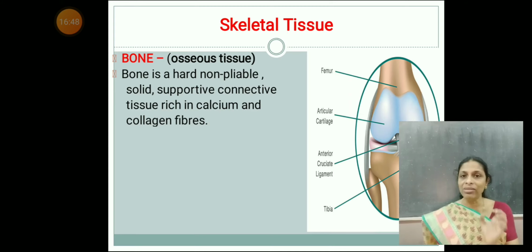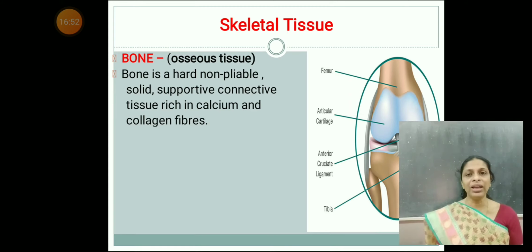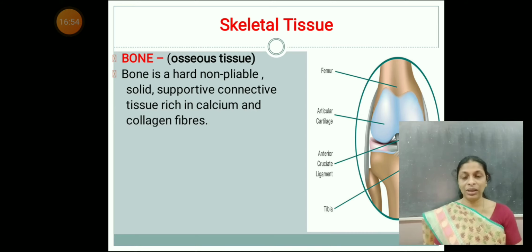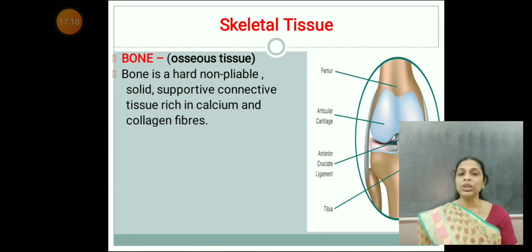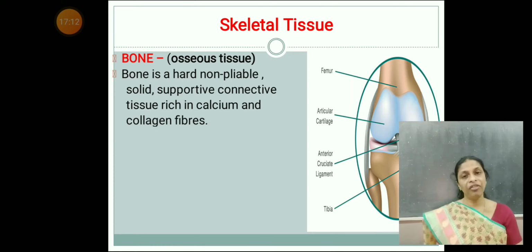You all have seen bones, right? It is solid. What is its function? Supportive connective tissue. It supports, right? And this bone is rich in calcium and collagen fibers. Hope it's clear. So what is the main feature of a bone? That is, bone is hard, non-pliable, solid, supportive connective tissue which is rich in calcium and collagen fibers.